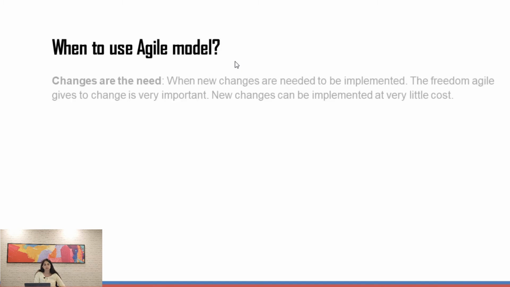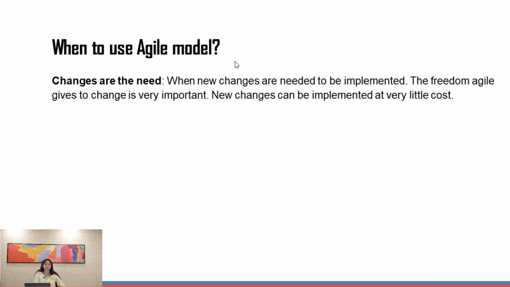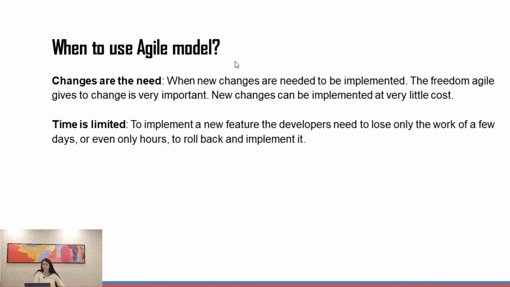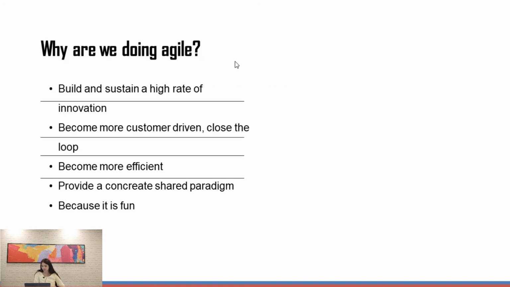When do we use Agile? We should use Agile when we know that changes are needed, when we know that innovations are important, when there is limited time, as this model is very fast, so we can use it for products where we need fast delivery. Why are we doing Agile? Because it builds and sustains a high rate of innovation. It becomes more customer driven. It is very efficient, doing more work in less time, and it is certainly fun to be in Agile.